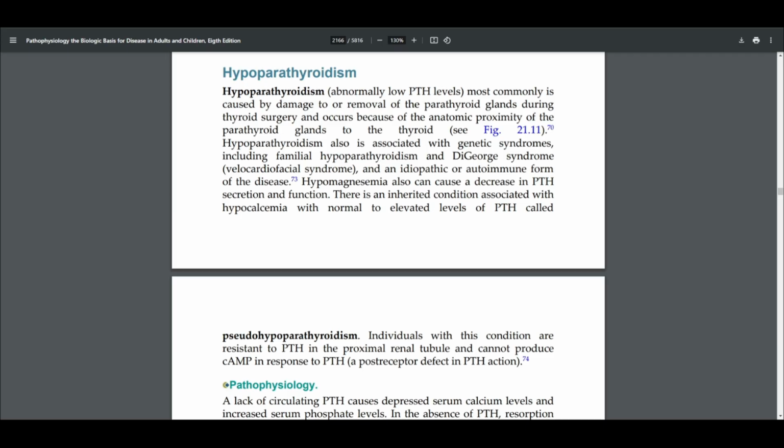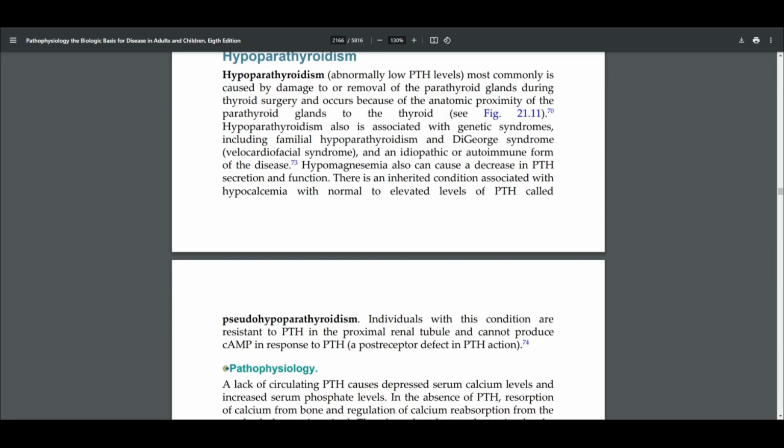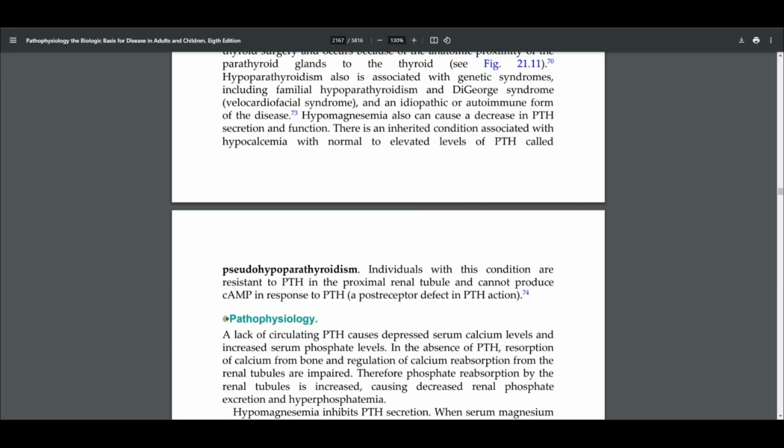Hypomagnesemia also can cause a decrease in PTH secretion and function. There is an inherited condition associated with hypocalcemia with normal to elevated PTH called pseudohypoparathyroidism. Individuals with this condition are resistant to PTH in the proximal renal tubule and cannot produce cAMP in response to PTH. So you have a post-receptor defect in your PTH action.